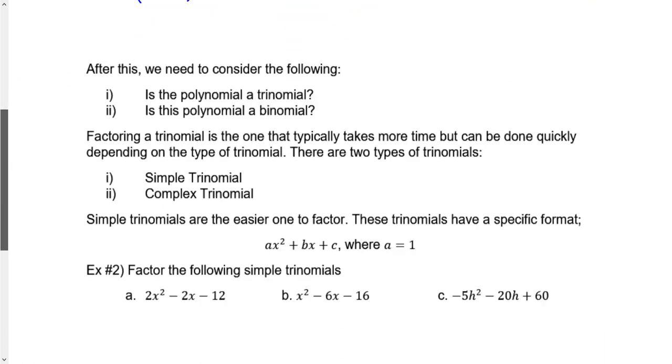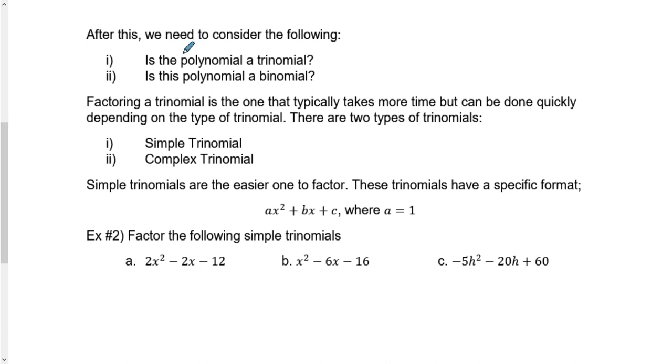Now, after we've done our greatest common factor, we need to consider the following. Is the polynomial a trinomial or is it a binomial? Of course, tying back to grade 9, a trinomial is a 3-term polynomial and a binomial is a 2-term, just like a tricycle or a bicycle: 3 wheels or 2 wheels. Factoring a trinomial, which is the first option, typically takes more time, but can be done quickly depending on the type of trinomial. There are 2 types of trinomials that we really work with. We deal with simple trinomials and we deal with complex trinomials.